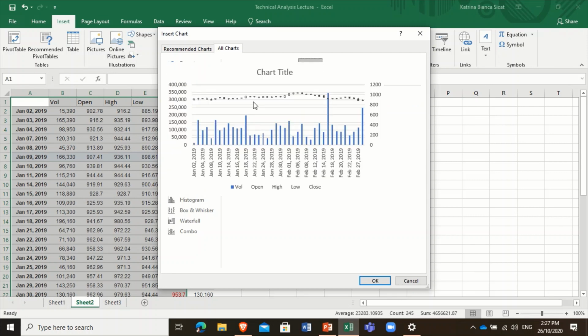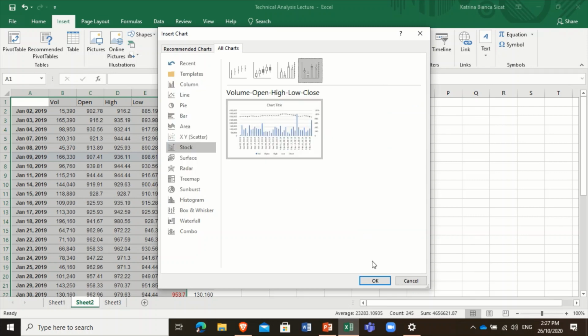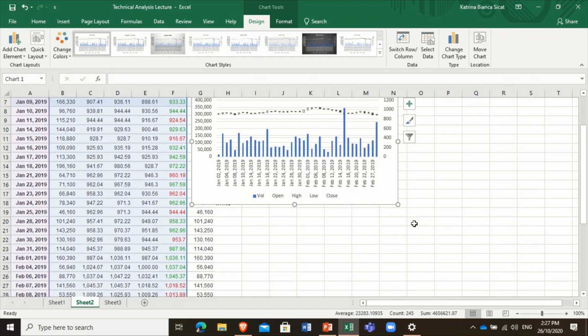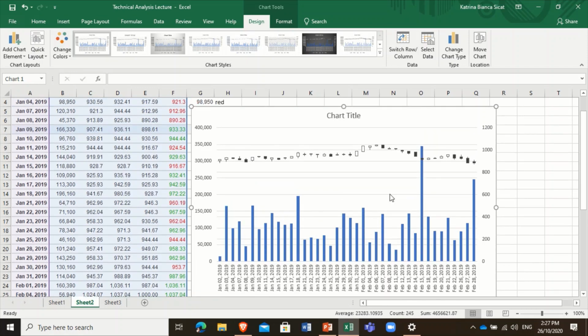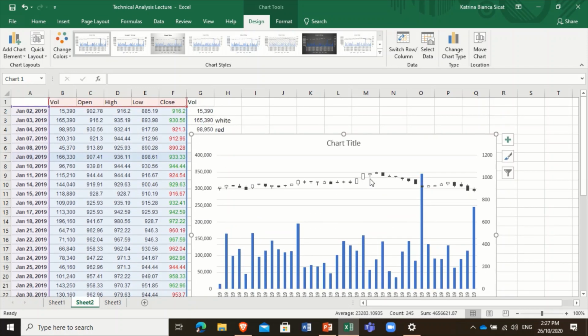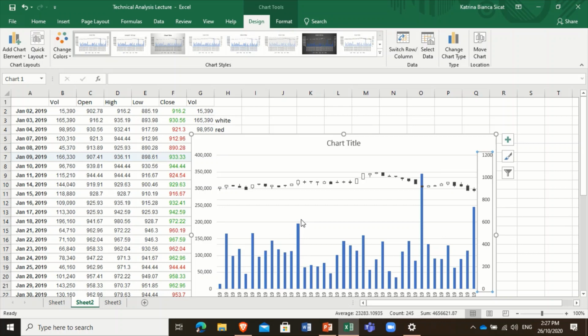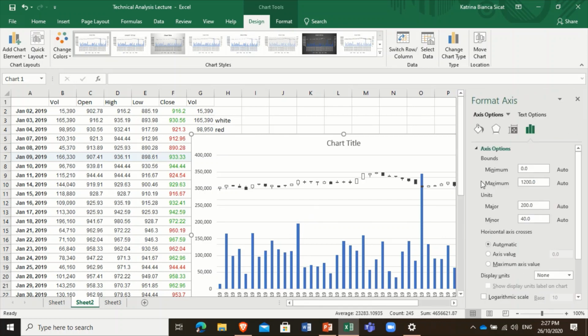Then, pindutin natin yung volume, open, high, low, and close. And we just simply say, okay, oh, there you go. Andun na yung ating stock chart. Okay, para mas maganda yung litaw ng ating stock chart, ang pinakamagandang gawin natin dito is i-edit natin yung ating axis.